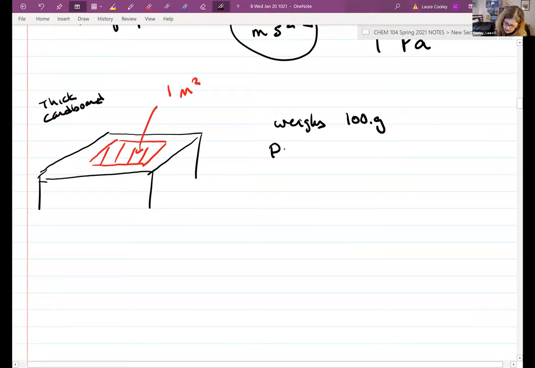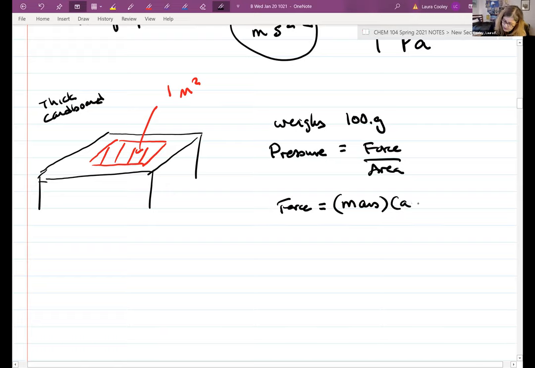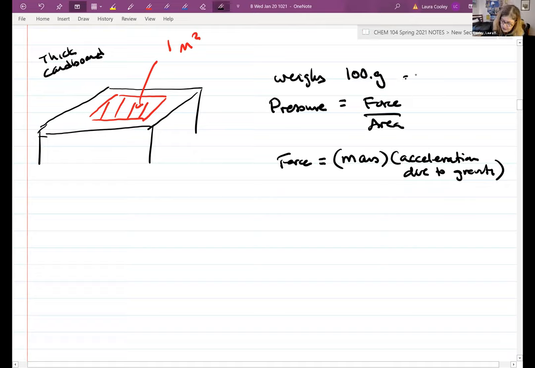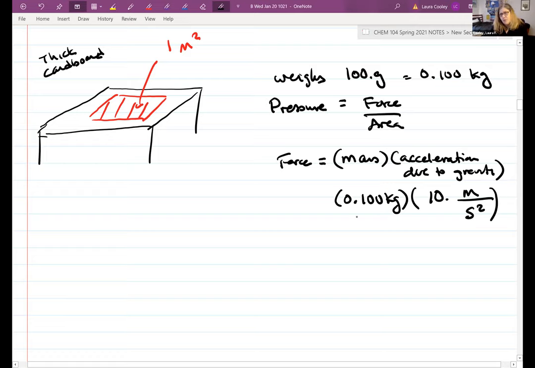So physics tells us that the pressure exerted by this piece of poster board is the force per unit area. And we know that force is mass times the acceleration. In this case, it's because of gravity. So this is the acceleration due to gravity, which is well known. I said it's 100 grams, that's 0.100 kilograms. So I'm going to take my 0.1 kilograms, and the acceleration due to gravity, which you could look up on the web anywhere, is approximately 10 meters per second squared. So this is 10 times 0.1. That comes out to 1.0 kilogram meter per second squared.